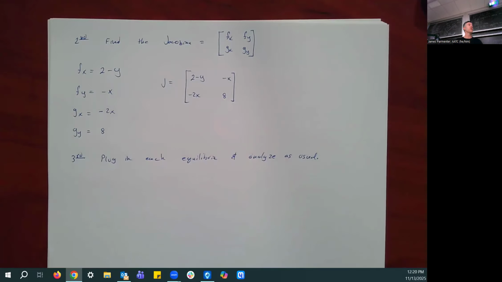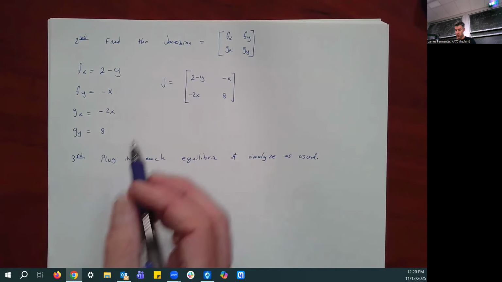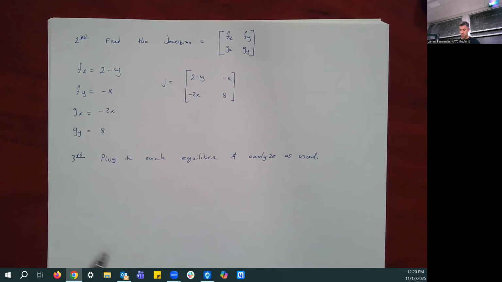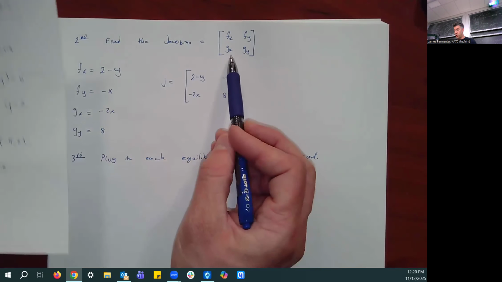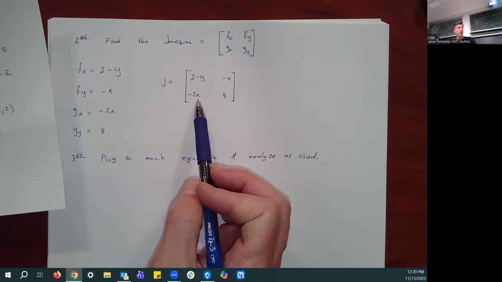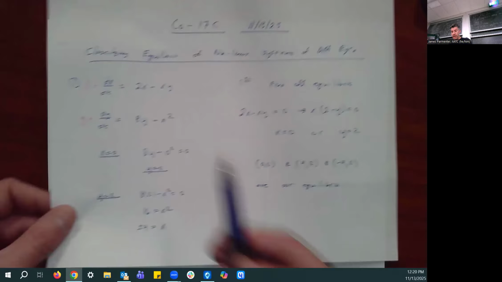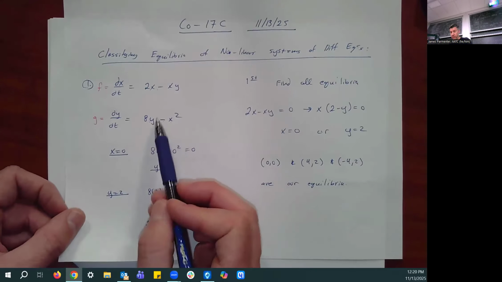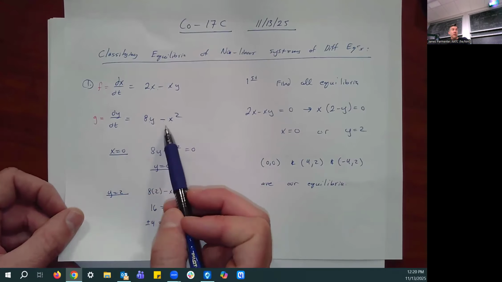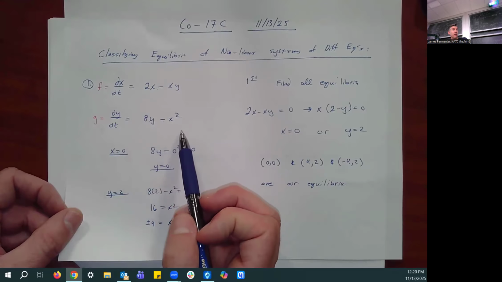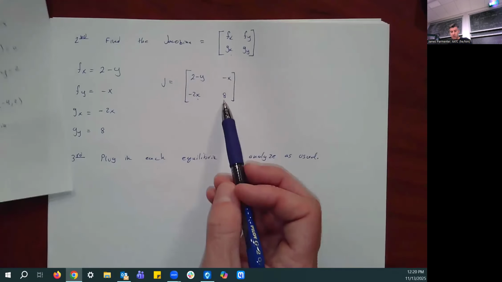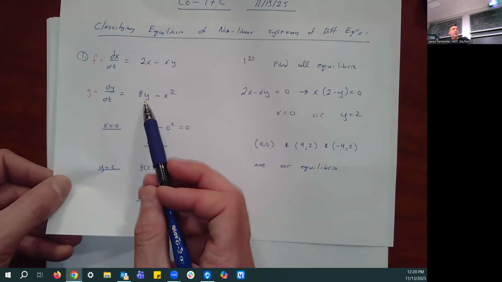Yeah, question. So in the gx spot, I'm taking the partial derivative with respect to x. And the function was 8y minus x squared. So the derivative of the 8y part is 0, and the derivative of the negative x squared is negative 2x. And then for the gy part, the derivative of 8y is 8, and the derivative of x squared is 0.